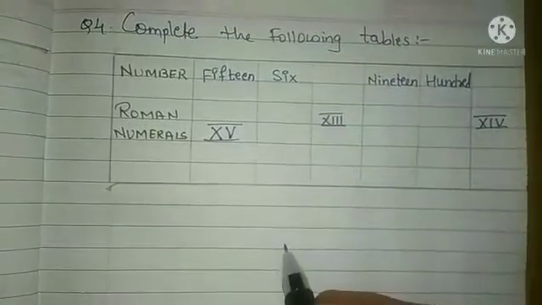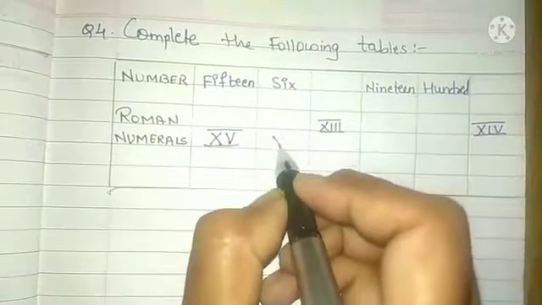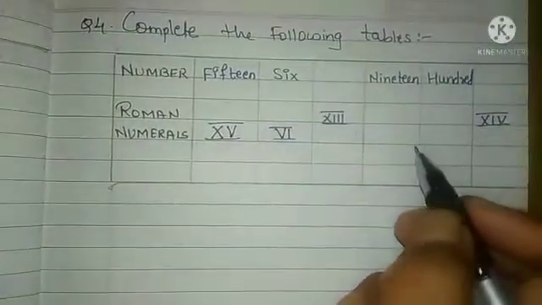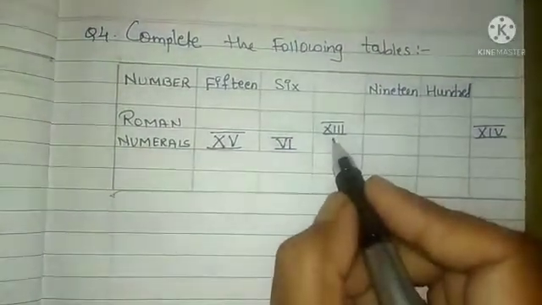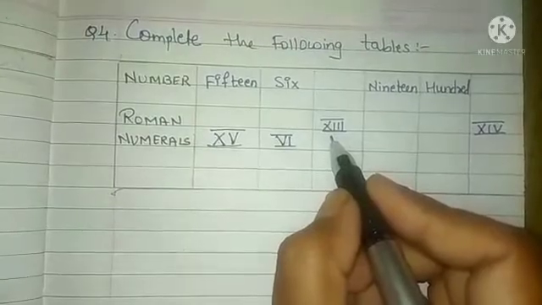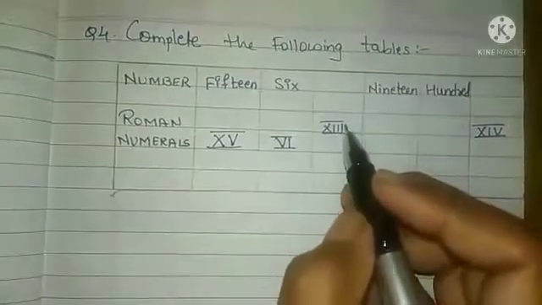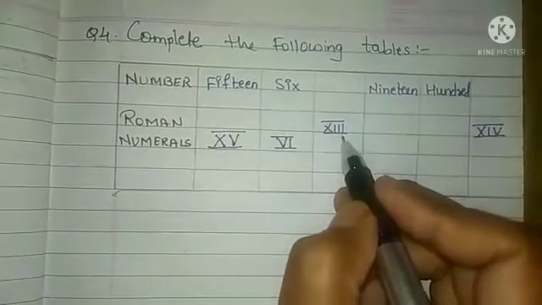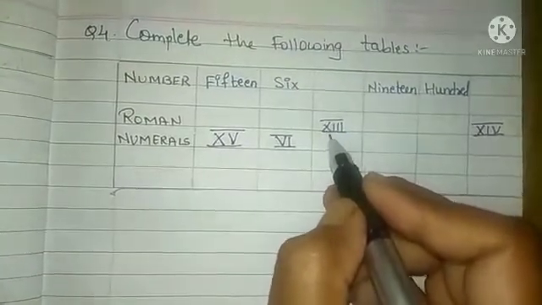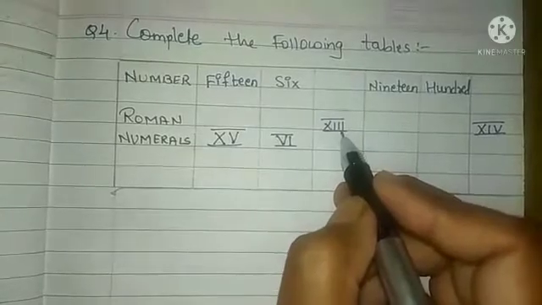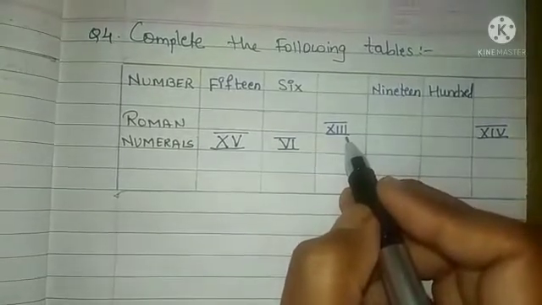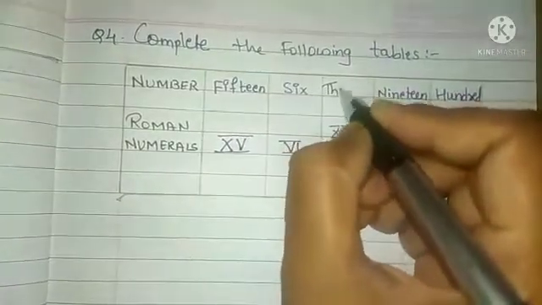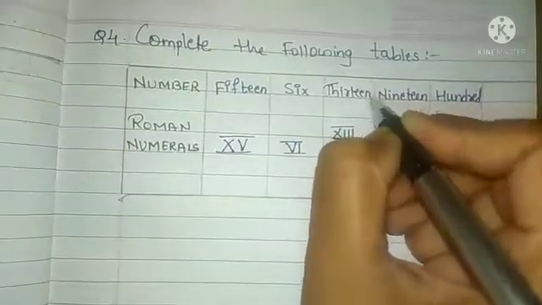Understood everyone? Now 6, how will you write down? V and I. So it is your 6. Clear? Now this one is given. The Roman numerals are given. You have to write down in number. Clear? So this represents what? X and III. So X represents 10. I represents 1. So III is given, means what? It is your 13. So here you have to write down the spelling of 13.